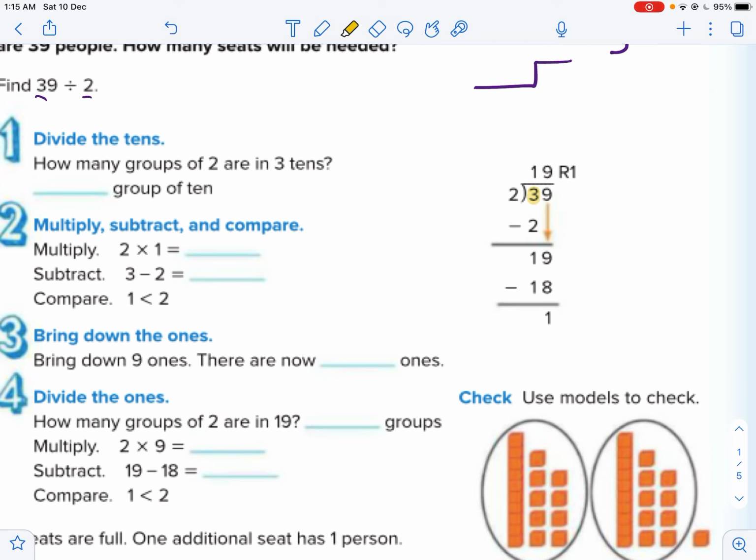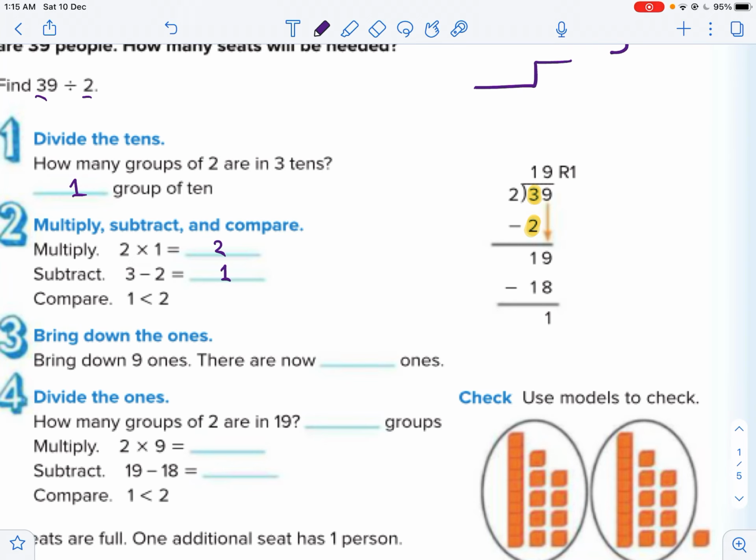Here, this 3, and then he took the 2. How many groups of 2 are in 3 tens? There's just only one group of 10. Now then we multiply. 2 times 1 is 2. Then he subtracts. 3 minus 2 is just 1.